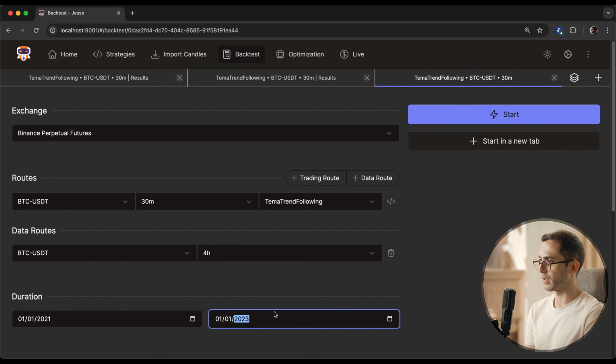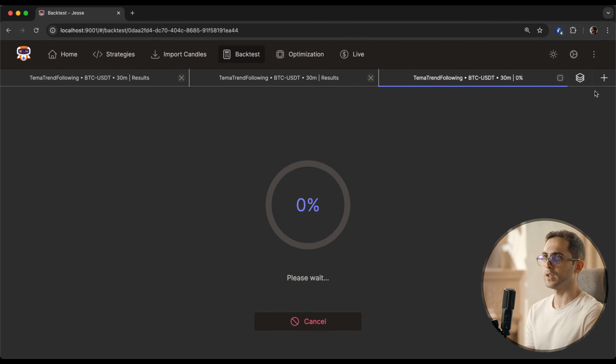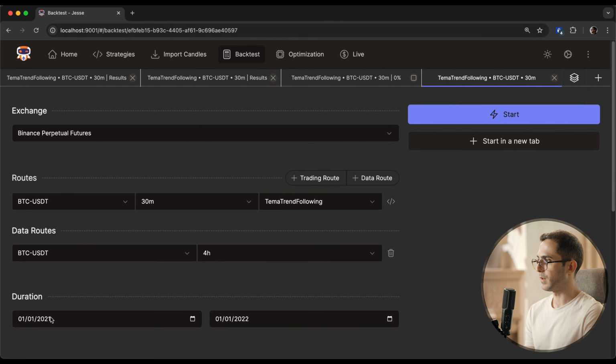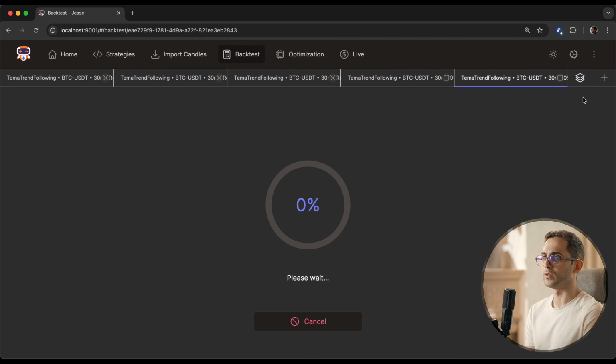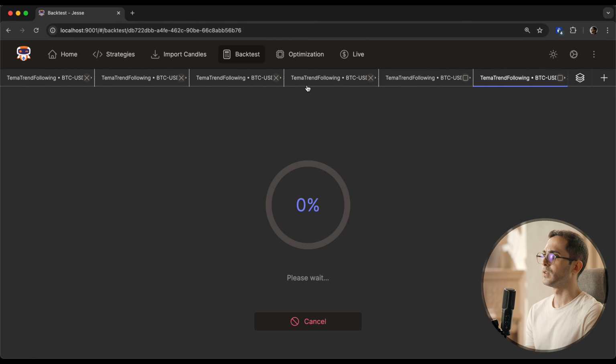year separately. So starting 2021 up until 2022, again, let's enable benchmark, disable interactive charts, start it. Let's do the same since the beginning of 2022 up until 2023, 2023 up until 2024, and since the beginning of 2025 up until the 6th month.